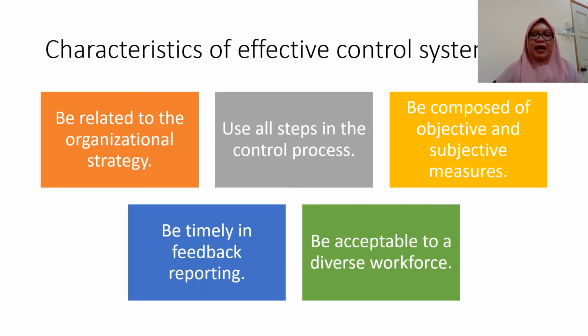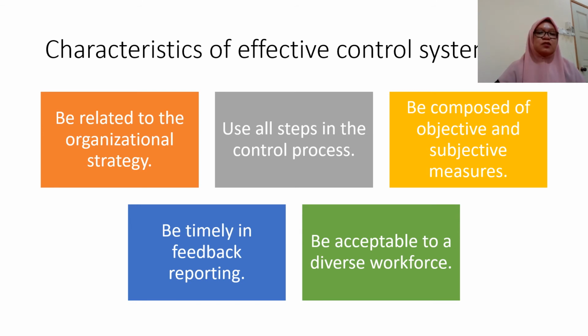So we have the characteristics of an effective control system. We want to make sure that the controlling process we are doing is very effective, meaning that it can prevent any problems. We are making the product according to the standard we want. So the control system must be good. Of course, it needs to be related to the organizational strategy or the objective of the organization, in line with the objective or the strategy.